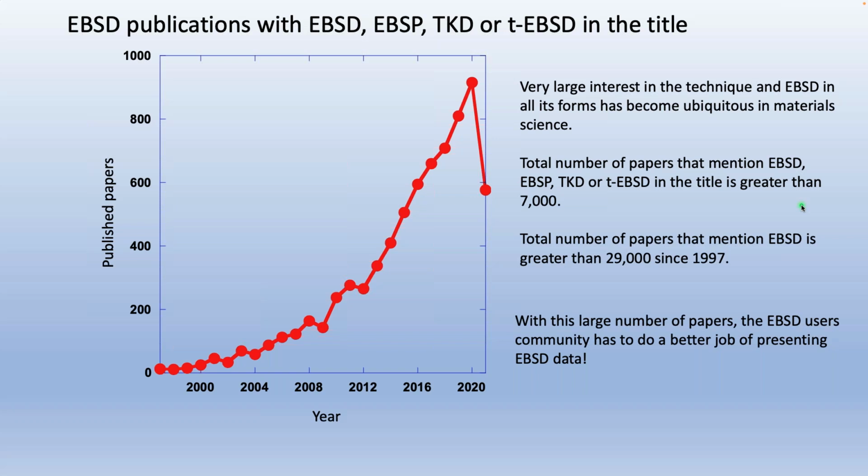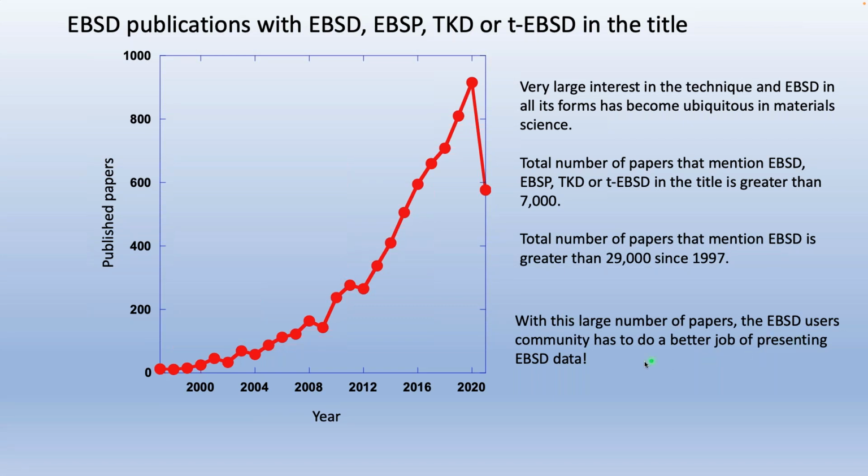It's interesting to note in this slide, you can see the plot of the number of published papers versus the year, how rapidly EBSD has increased in numbers. It's becoming quite ubiquitous in material science publications and research labs. Just to give you an idea, the total number of papers that mention EBSD, EBSP, TKD, or TEBSD in the title is now greater than 7,000, going back to the mid-90s. The total number of papers that mention EBSD is now greater than 29,000 since 1997. I think that's a huge number. It's very impressive because it probably started with one or two back in 1990. And so the interest and the application of this technique has really increased rapidly.